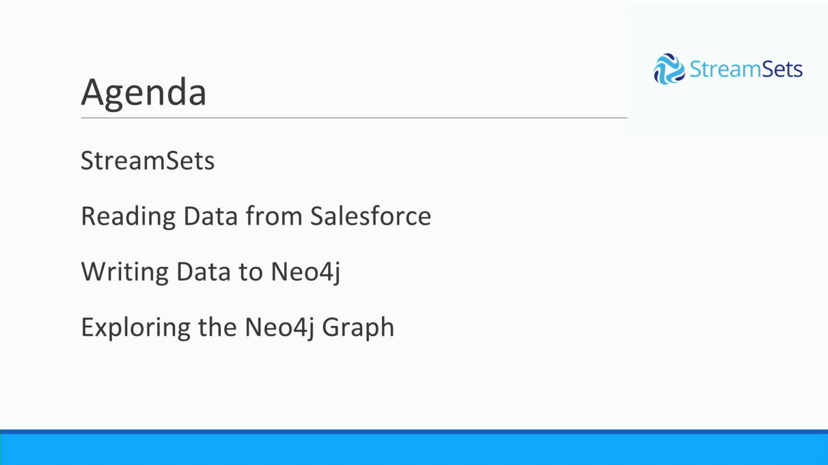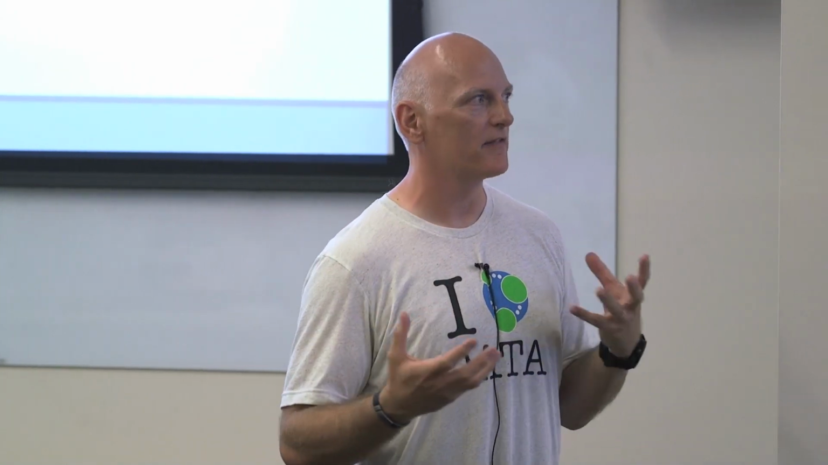So I'm reading data from Salesforce, reading cases and opportunities, and writing them to Neo4j, so a graph database. Unlike Salesforce or Oracle or MySQL that are very much oriented in terms of rows and columns, Neo4j works with nodes and edges. So we'll have a look at that and what that gives us.